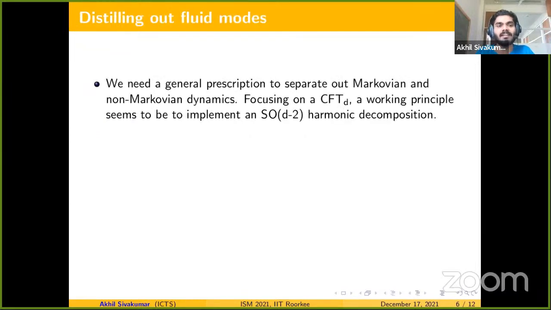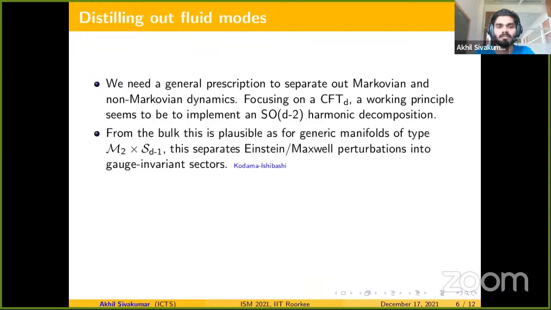So, like I said, we need a general prescription to separate out Markovian and non-Markovian dynamics. Focusing on a d-dimensional CFT, a working principle seems to be to implement an SO_{d-2} harmonic decomposition of the excitations. This is plausible from the bulk. For generic manifolds of the form M2 times S_{d-1}, where the 2 and d-1 denote their dimensions and S is some maximally symmetric space, this separates out Einstein and Maxwell perturbations into gauge invariant sectors.